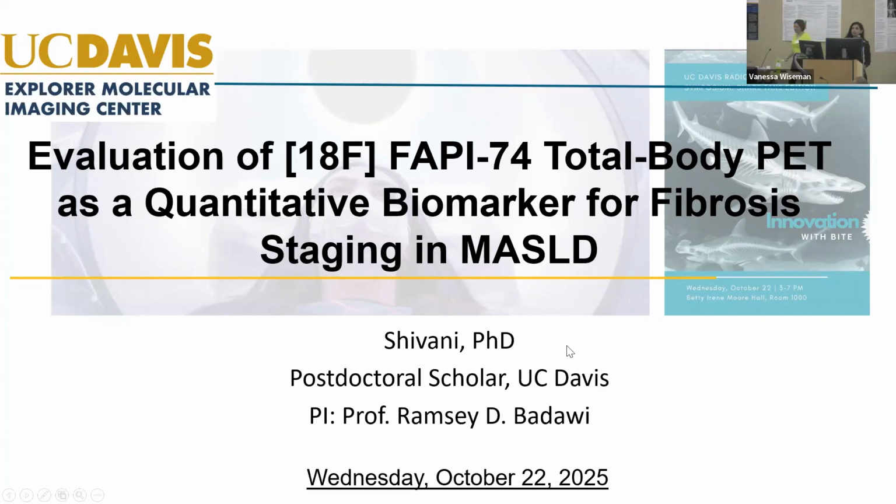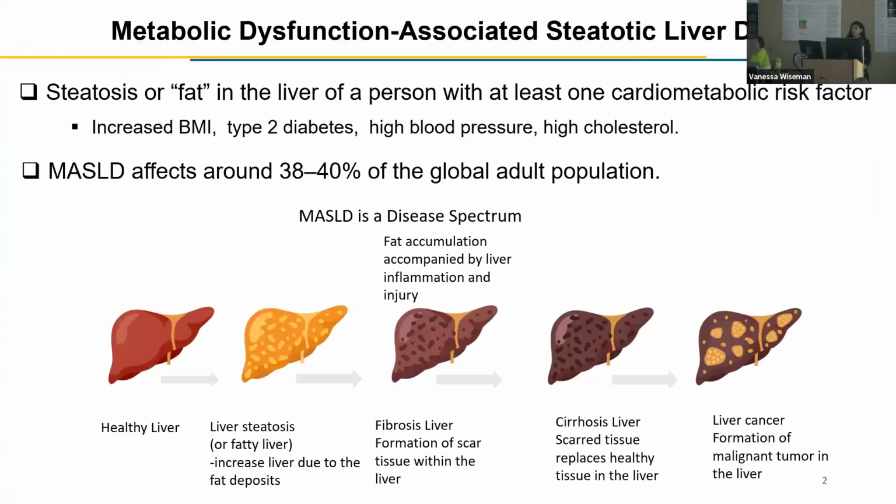Good afternoon, everyone. Today I will be presenting on evaluation of FAPI total body PET as a quantitative biomarker for fibrosis staging in MASLD. MASLD is not only a fatty liver, it consists of fat accumulation along with at least one cardiometabolic risk factor. It affects around 40% of the global adult population, making it the most common chronic liver disease. As it progresses from simple steatosis to fibrosis and cirrhosis, ultimately leading to liver failure, its early detection is really essential to prevent irreversible liver damage.